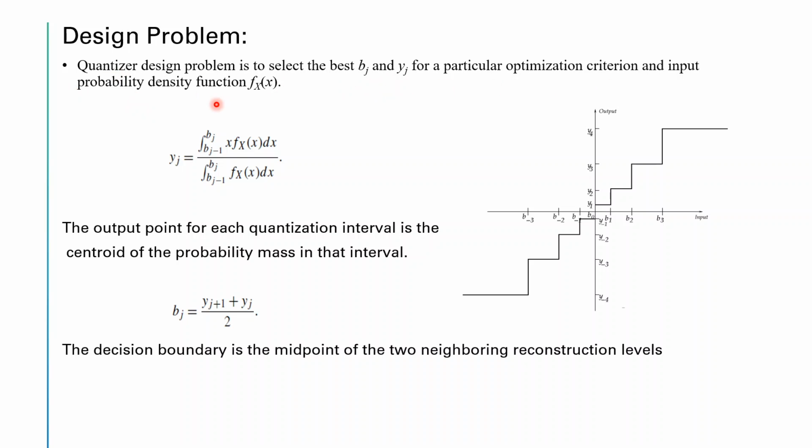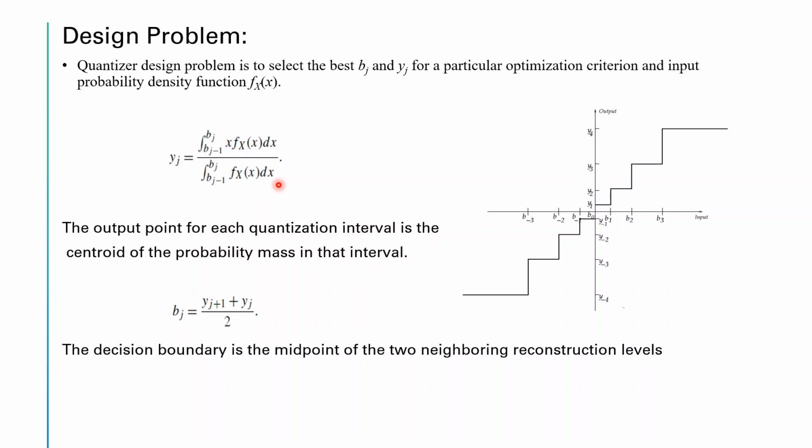so that we satisfy the optimization criteria for the given input probability density function f(x) of x. By solving these optimization criteria, we need to minimize the quantization mean square error. By minimizing that, we get the value y of j equal to the integral from b(j-1) to b(j) of x f(x) dx, divided by the integral of f(x) dx. So it is the centroid of the probability mass in that interval.